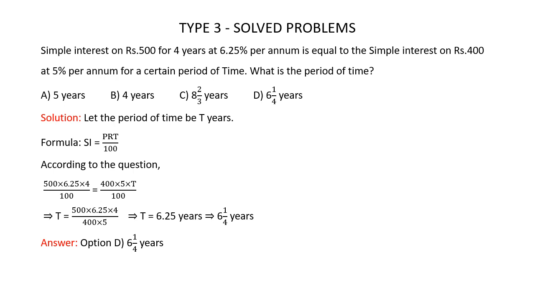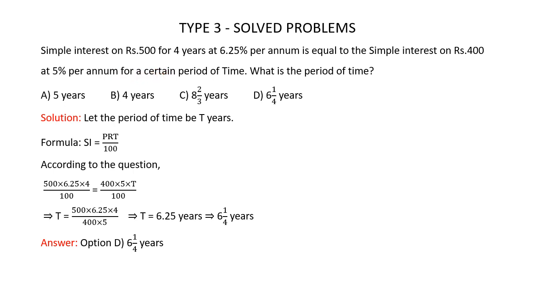Now here in this question, the equality in the simple interest is given. Now it's given that in the first case, the time is 4 years. But in the second case, we do not know what is the period of time, and we are asked to find this period of time. So let's assume that this period of time is T years. So simple interest on rupees 500 for 4 years at 6.25% per annum is equal to the simple interest on rupees 400 at 5% per annum for T years.